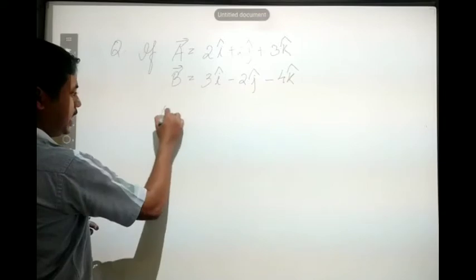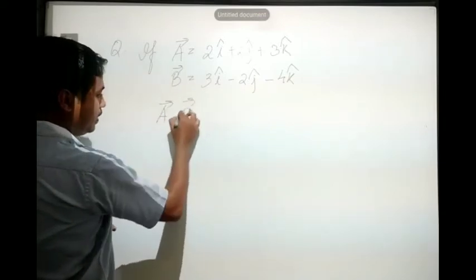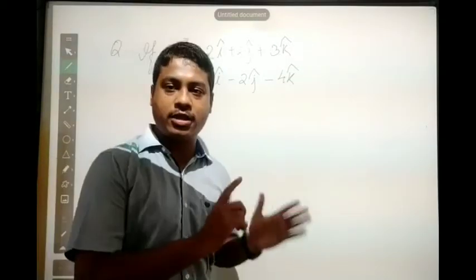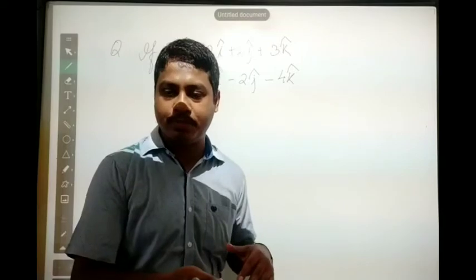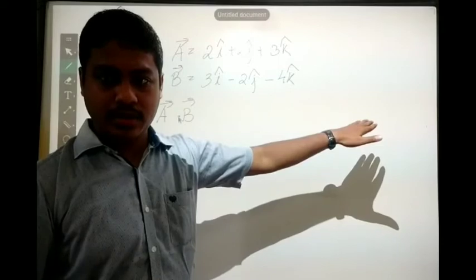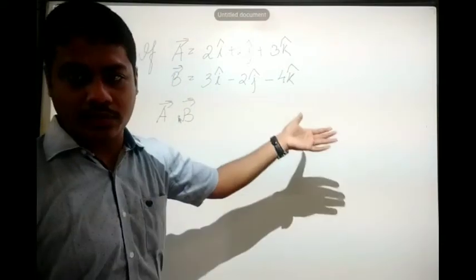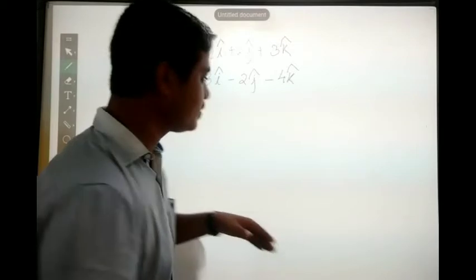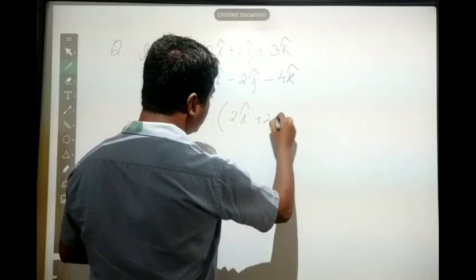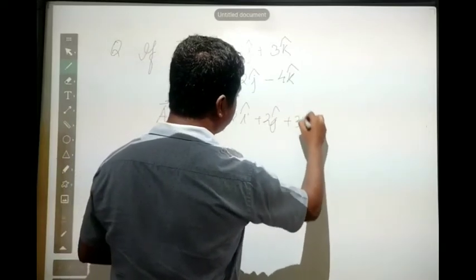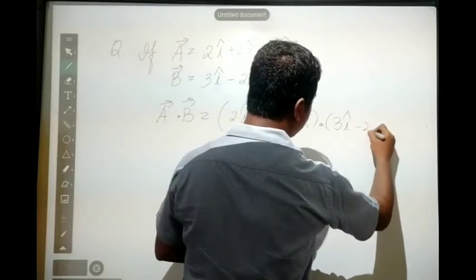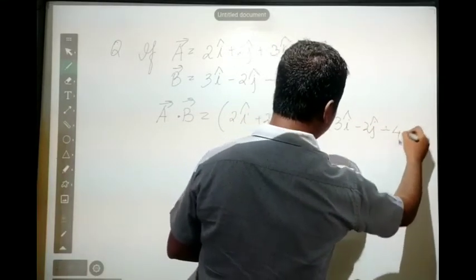So vector A dot vector B, you can do it in your own way. The property number 6 that we have done, the formula was ax bx plus ay by plus az bz. You can do it that way also. You can directly remember the formula and directly place it here, or you can go for the longer way. I will be going through the longer way. Equals to, just place the values: 2i cap plus 2j cap plus 3k cap dot product of 3i cap minus 2j cap minus 4k cap.